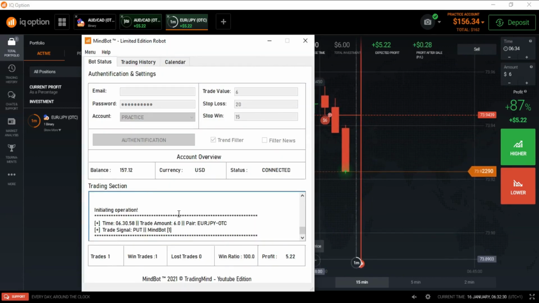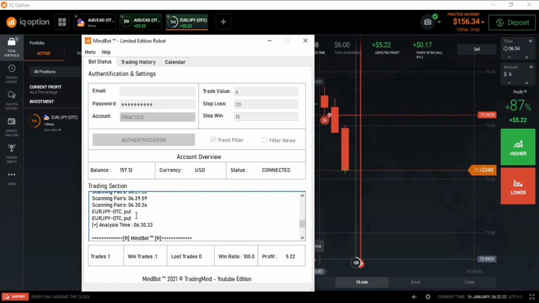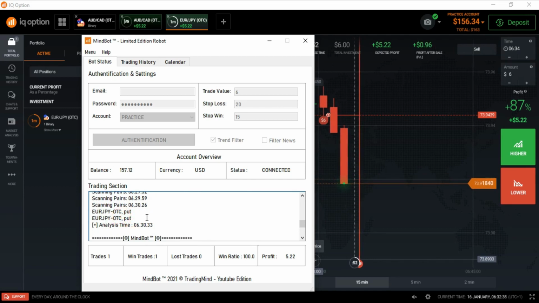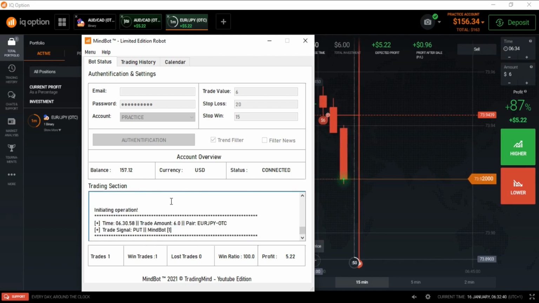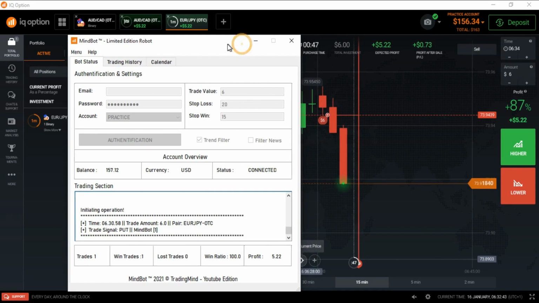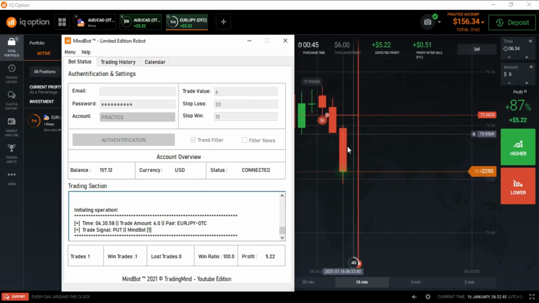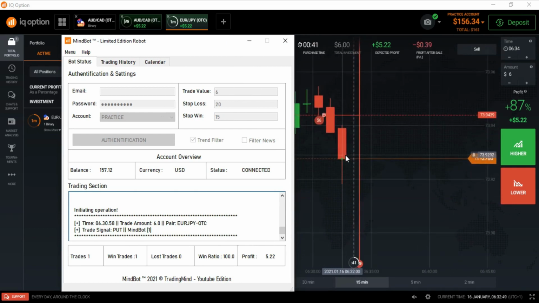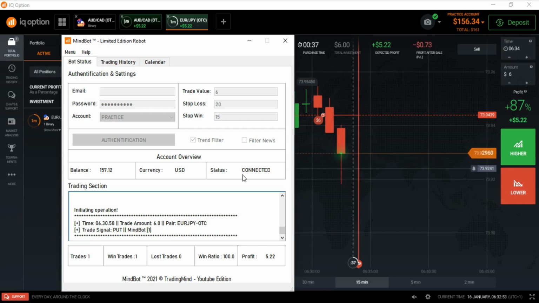So guys, as you can see, we have the Euro JPY, the trend was a put, and the operation was a put. So it's a very good opportunity. So as you can see guys, the trade is going very deep. So we hope the best, and let's wait until the result shows up.